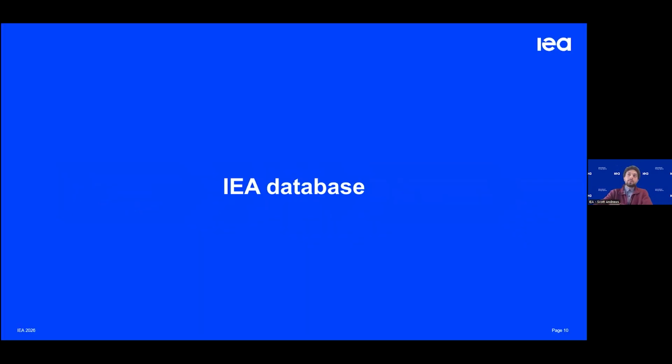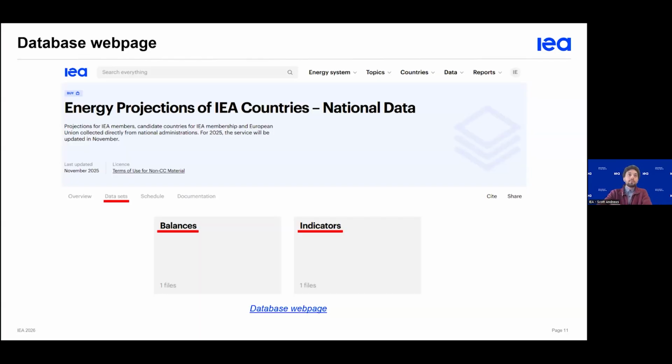Okay, and then there's one additional step. So we ask for the data from national compilers, and then we also publish it online in a different format as well. So here's a cover page of the data set available on the IEA website. And we split things into two databases from what you submit to us. So the balances database is the first one, and this is exactly what you've entered into the questionnaire. This is the energy supply and demand data.